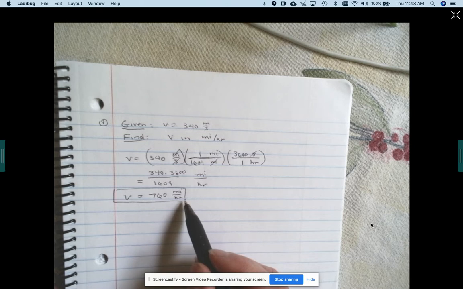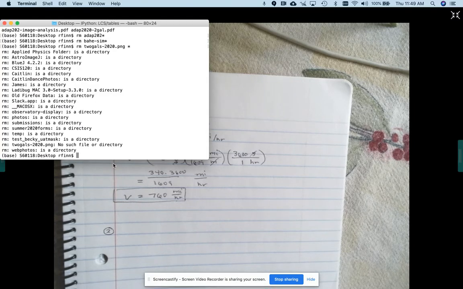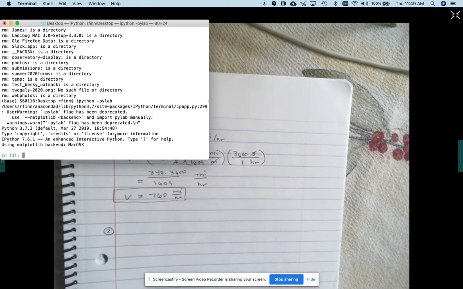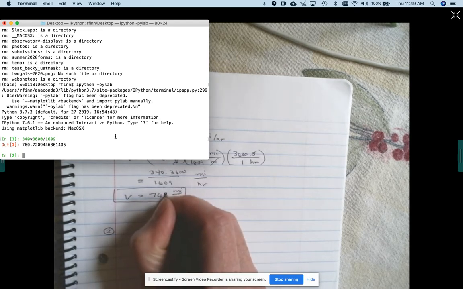Okay. So does that look right to everybody? Yeah. Okay. And then to show you, in case you guys are taking Python here, you can calculate that in Python. So we had 340 times 3,600 divided by 1609. 760. Good. Technically, it should be 761 if we're going to keep 3 significant figures.